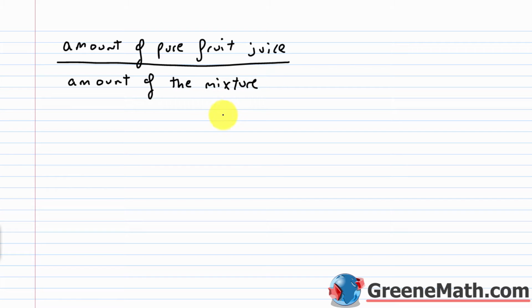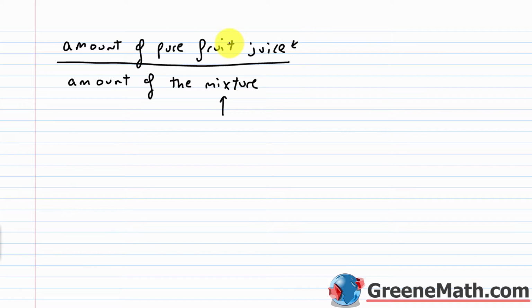And we know that this amount here, the amount of the mixture, is larger, and this amount is smaller. So we're going to end up with something that's less than 1, greater than 0, right? It's going to be a decimal, something like point something. Now I would then take that amount and convert it to a percentage, and then I could say, hey, this is the percentage of fruit juice in this mixture.